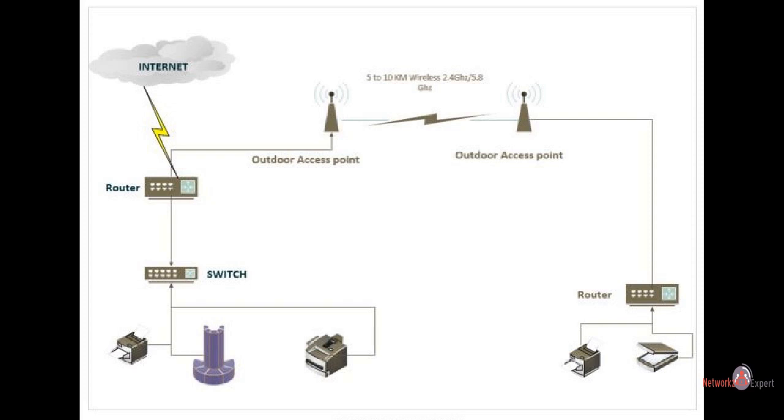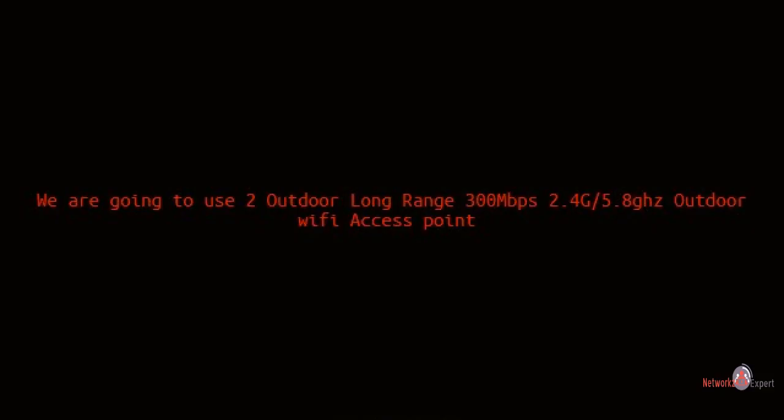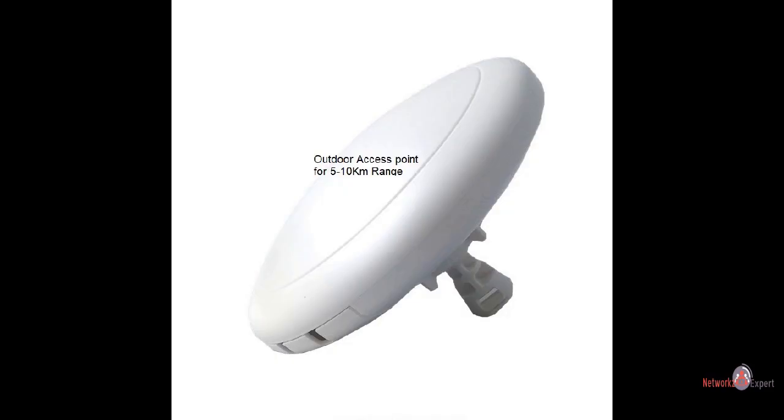We can use 2.4 GHz or 5.8 GHz frequency for this testing. The outdoor access points which I used are imported from China, and they are capable of sending wireless access towards the remote location over a 5 to 10 km range. This is the access point model which I used, which is round in shape. For the frequency, I'm going to use 2.8 GHz to share the internet.